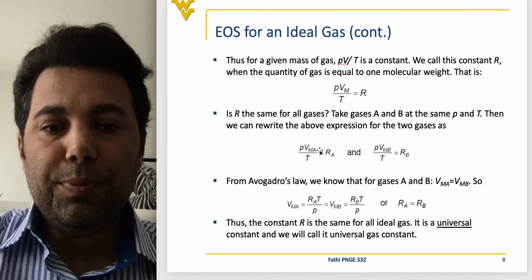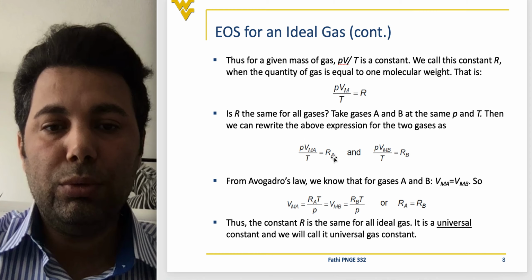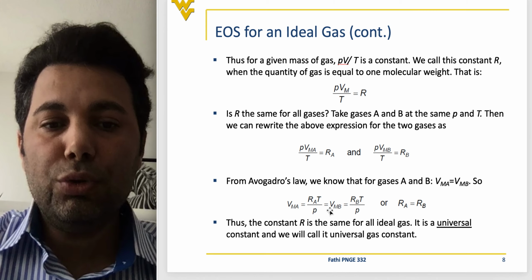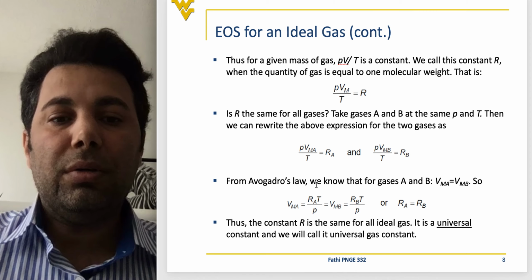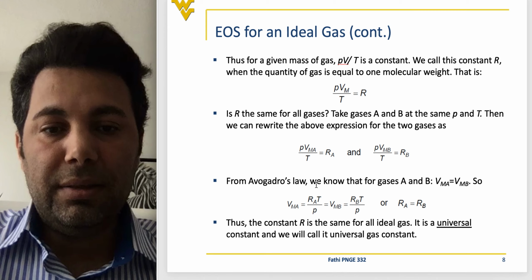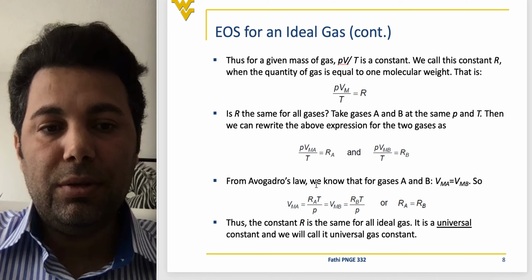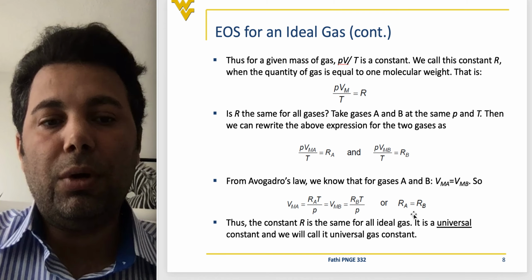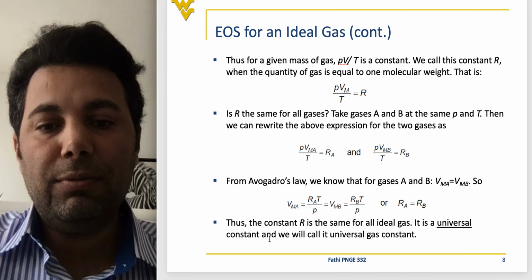So VMA, the molar volume of gas A, becomes equal to RA times T divided by P. This should be equal to the molar volume of B because of Avogadro's law, saying that the same number of molecules at the same temperature and pressure will occupy the same volume for different ideal gases. So VMA is equal to VMB based on Avogadro's law. Temperature and pressure are the same, therefore RA should be equal to RB. So the constant R is actually the same for all gases.